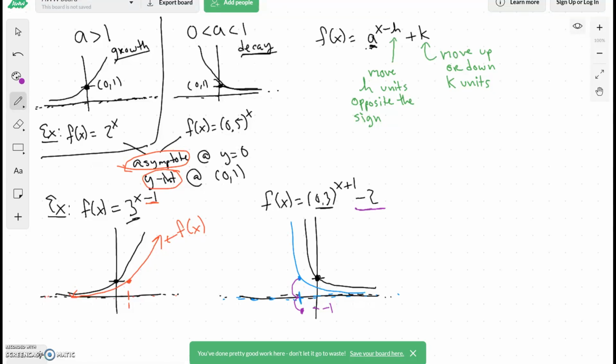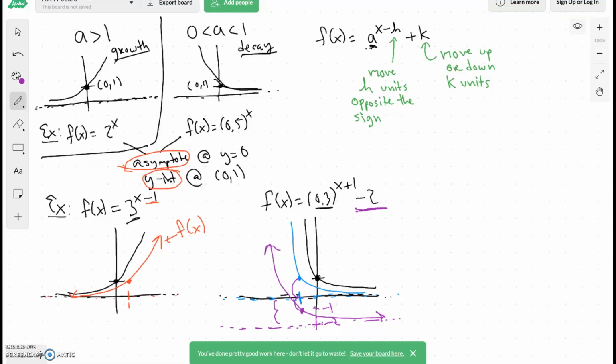Now, what else do I also got to move, though? I also have to move the asymptote. Whereas the asymptote didn't move when I shifted it left and right, it will move when I shift it down. So this asymptote is going to go down 2 units. So now I'm at -2, and my asymptote is going to be at -2. And remember, it's the line that I cannot cross, right? So my graph is going to look something like this after I shifted it.